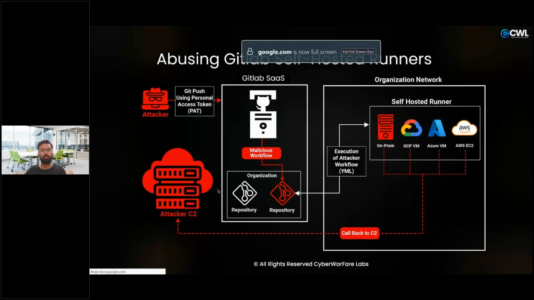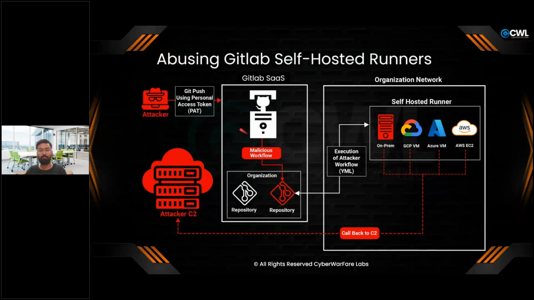Yeah. So I was talking about this whole case study. Here we have the organization network, which has some sort of self-hosted runner. What happens during a CI/CD pipeline is that if any staging code is posted to GitLab, the SaaS platform, it will automatically build and then deploy it in a specific location. The location can be an on-premise server, or it can also be in a cloud environment like GCP, Azure, AWS, etc.